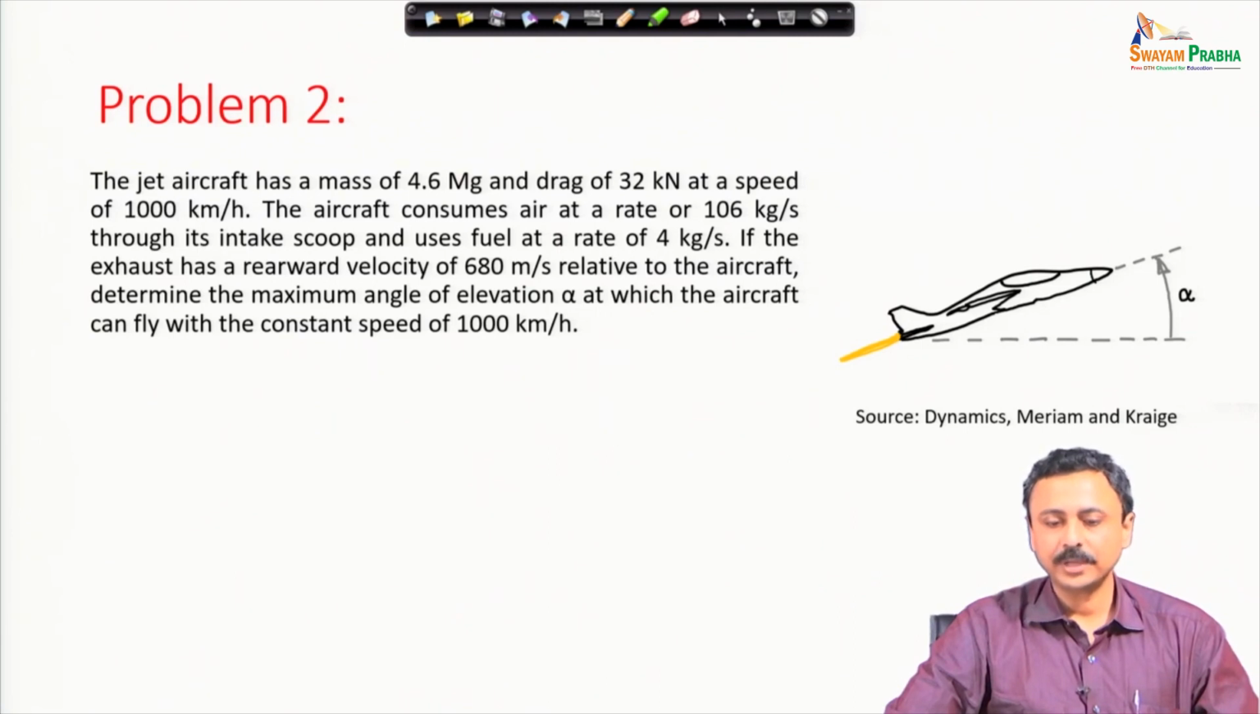The aircraft consumes air at a rate of 106 kg per second. So, it is taking in air at a rate of 106 kg per second through its intake scoop and uses fuel at a rate of 4 kg per second. This fuel is being supplied, therefore, the aircraft's mass is depleting. If the exhaust has a rearward velocity of 680 meter per second relative to the aircraft, determine the maximum angle of elevation alpha, which has been shown in the figure, at which the aircraft can fly with the constant speed of 1000 kilometer per hour.